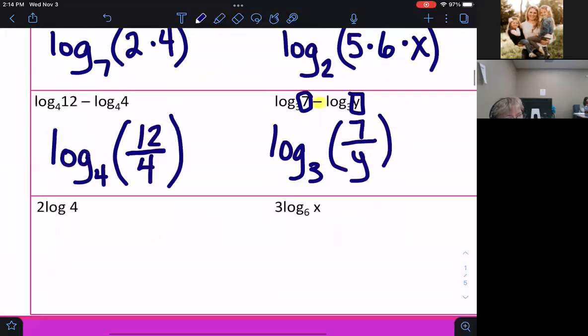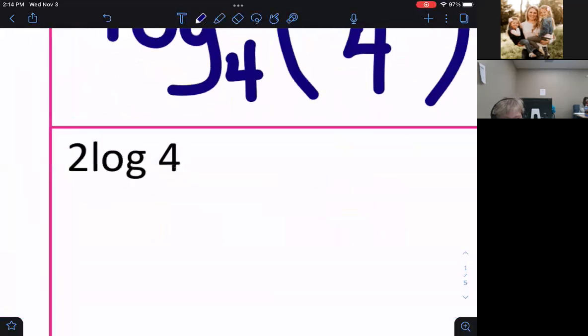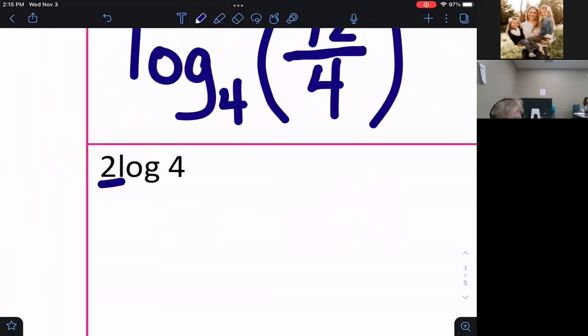Moving on to the bottom section here, we're going to look at the power property. So the power property occurs when you either have an exponent or you have a number sitting in front of a logarithm. So in this case, on this problem, we have a 2 sitting out front of the logarithm. That's going to get moved up to become an exponent up here.